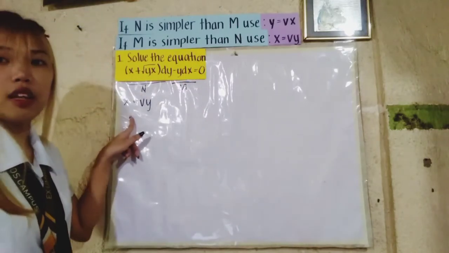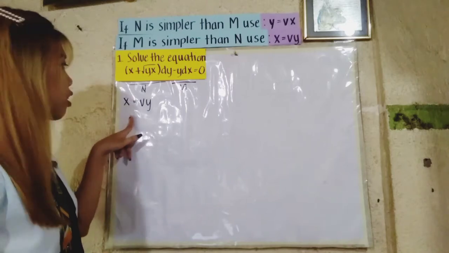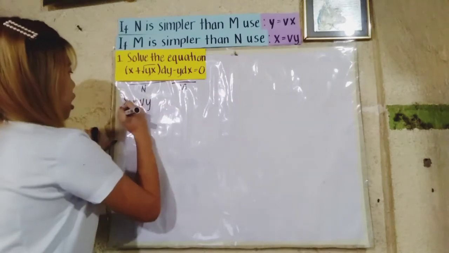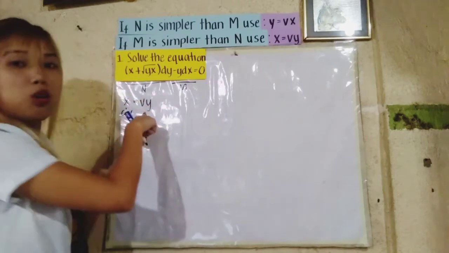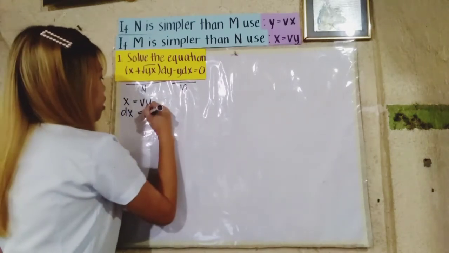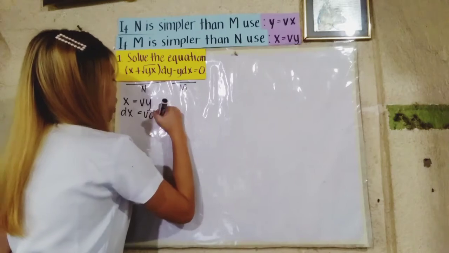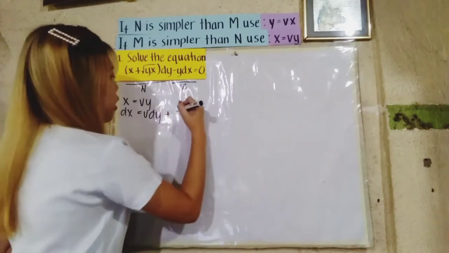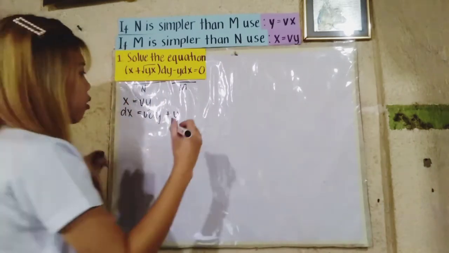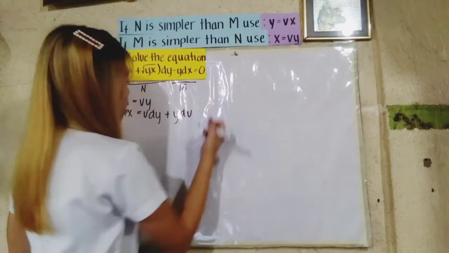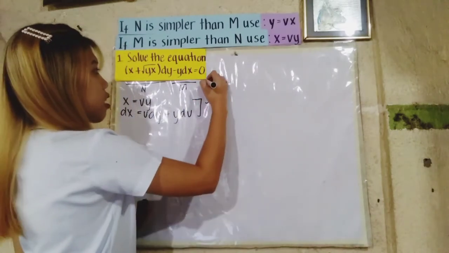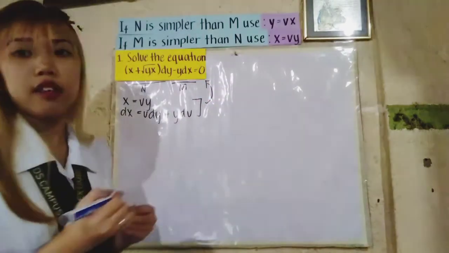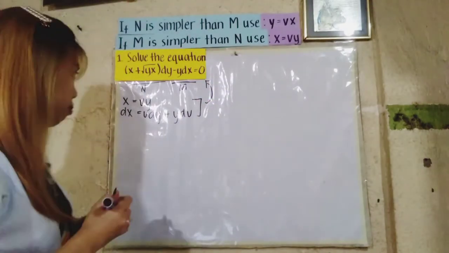Then, next na gagawin natin, kukunin natin yung derivative nito. Derive natin, derivative ng x, dx, then product rule. We have v, derivative ng y, dy, plus y, derivative ng v, we have dv. So, etong dalawa na nakuha natin is, isa-substitute na natin siya sa original function.